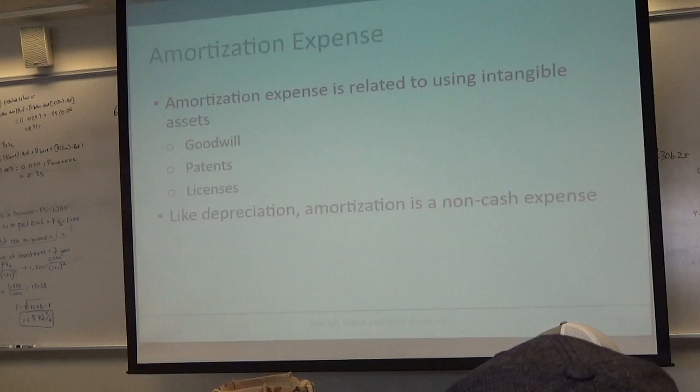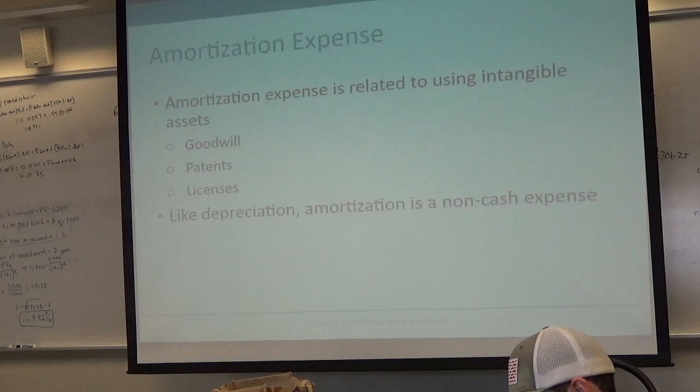And then we get into amortization expense. Amortization expense is related to using intangible assets such as goodwill, patents, and licenses, like depreciation. Amortization is a non-cash expense.